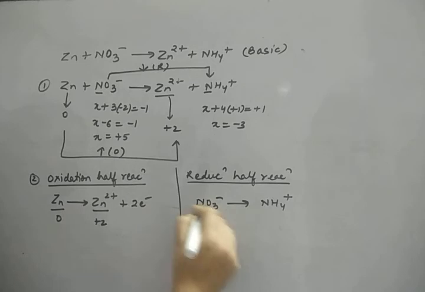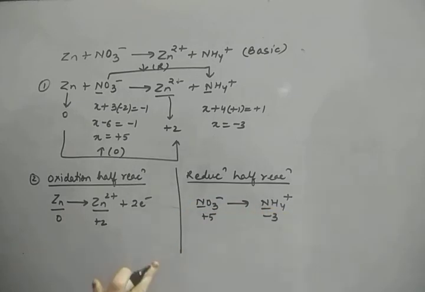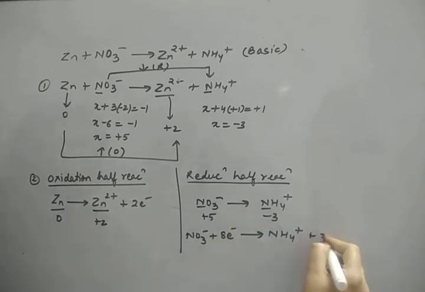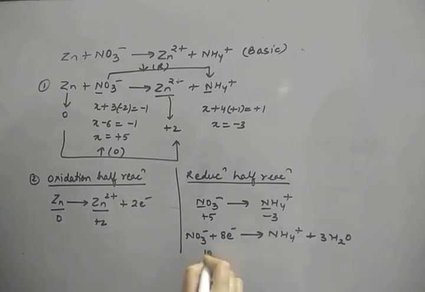Here it is plus 5 and here it is minus 3. What is the difference? 8. So I will add 8 electrons here. Now 3 oxygen atoms, so 3H2O. Now how many hydrogen atoms are there? 3 times 2 is 6 plus 4, that is 10H+.